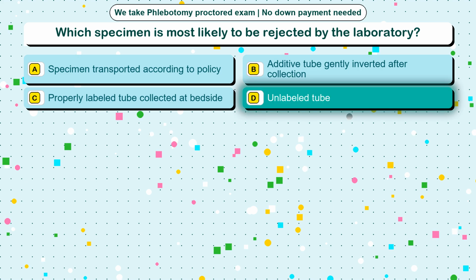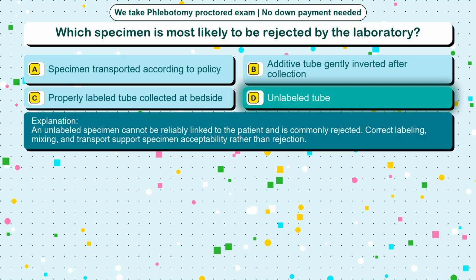Unlabeled tube. An unlabeled specimen cannot be reliably linked to the patient and is commonly rejected. Correct labeling, mixing, and transport support specimen acceptability rather than rejection.